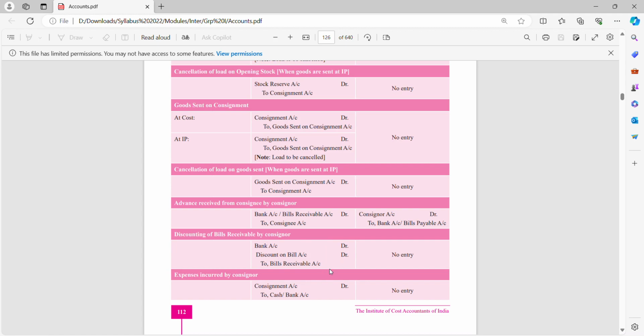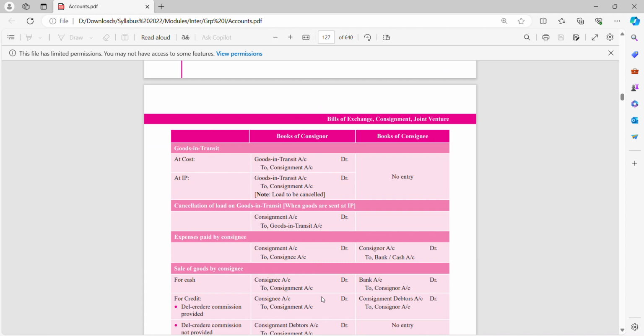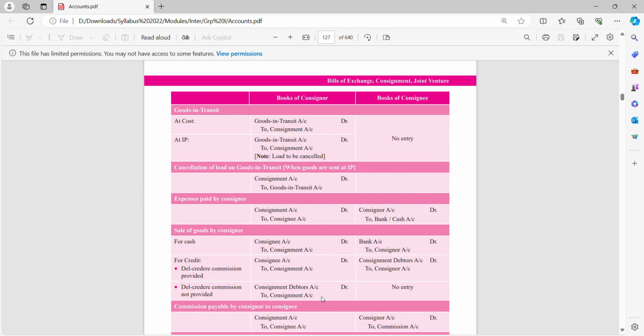to bills receivable account. Discounting of bills: suppose if I discount, consignee will not come to know what I'm doing with that money, that bill. Expenses incurred by consigner. Consigner is incurring expenses. Then at that time there will be no entry in books of consignee. Consigner is sending goods in transit, whether at cost price or invoice price, calculation will come. So there will be no entry again for consignee. Now cancellation of loading on goods in transit.